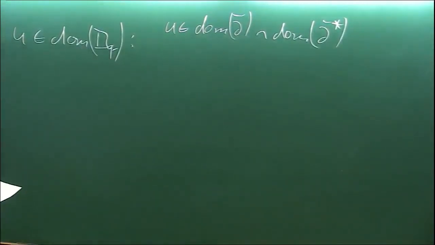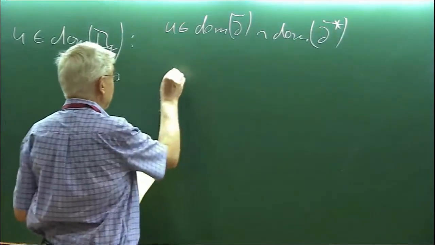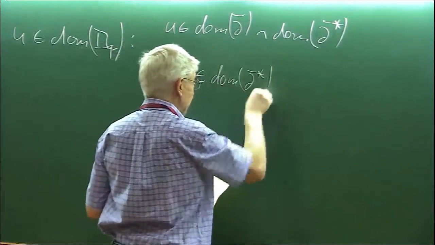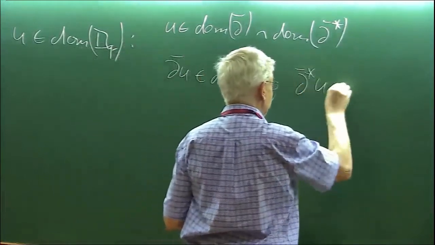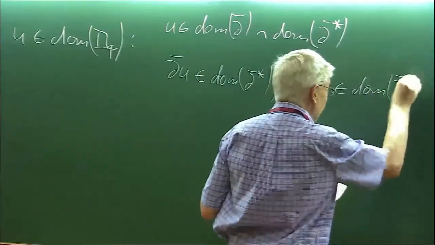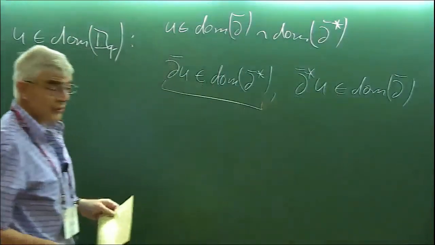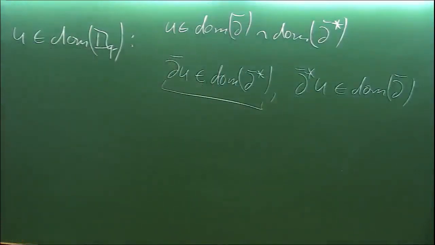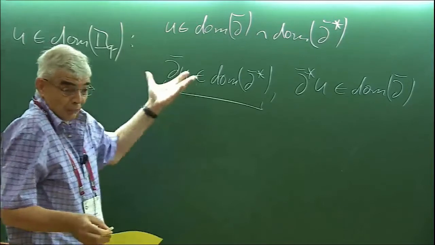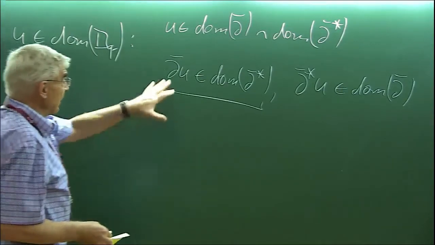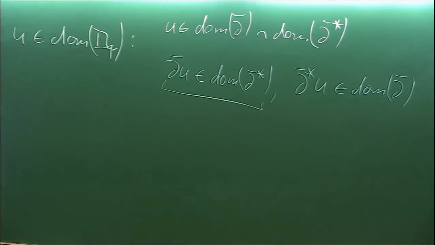But then there are implicit conditions, namely, we then found d bar u has to be in the domain of d bar star, and d bar star u in the domain of d bar. Again, this is just an integrability condition, but this is a boundary condition. It's implicit because when you just write down the quadratic form, you don't really see it. But then it comes out. So now, what does it mean that d bar u should be in the domain of d bar star?